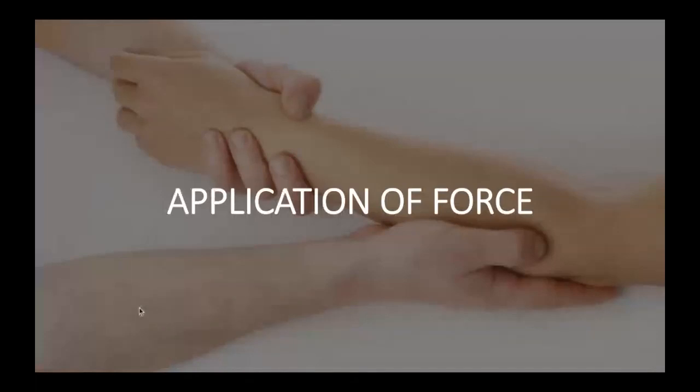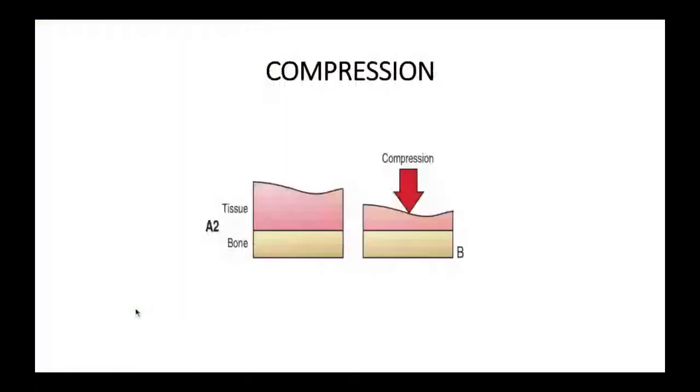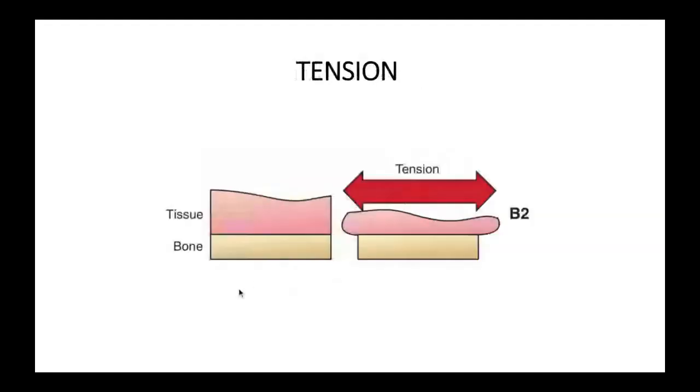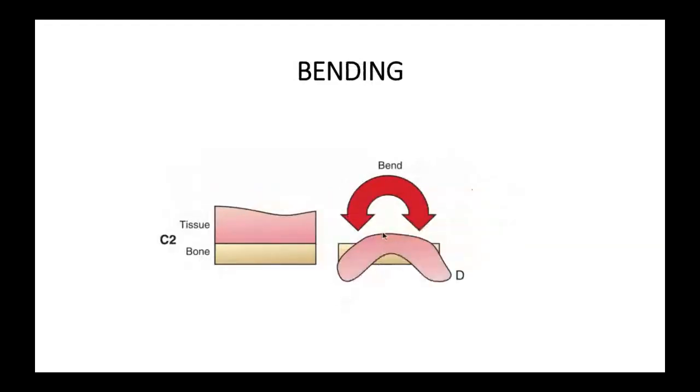All right. As far as the application of force, as you guys know, we have compression. You'll see here A2 is the tissue and the bone, and the compression is the force going down into the tissue. Then we have the tension. The tension is going away, in opposite directions. You have the arrow going to the left, and the arrow going to the right. And then bending is a little bend on the tissue, going in a downward position.